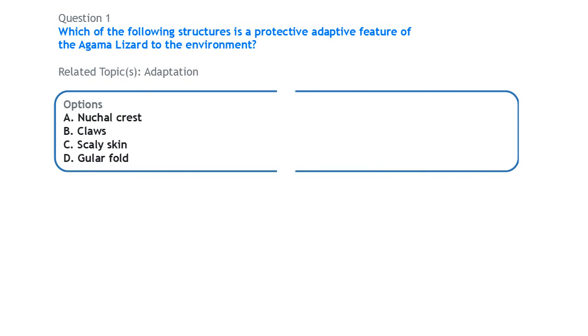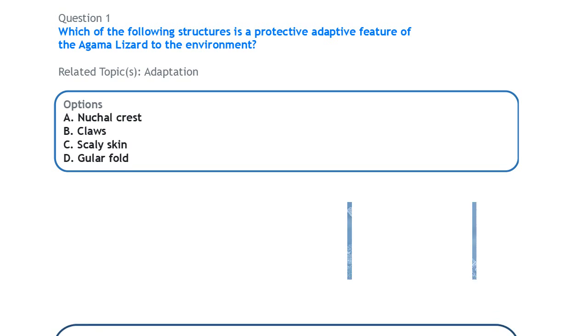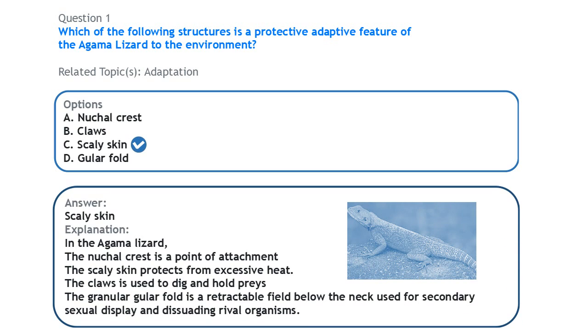First question on adaptation. Which of the following structures is a protective adaptive feature of the agama lizard to the environment? It's scaly skin. So the scaly skin, that is the skin of the lizard, is covered by scales. And what the scales do is help to protect the lizard from the excess heat in its environment. So it's a protective adaptive feature.